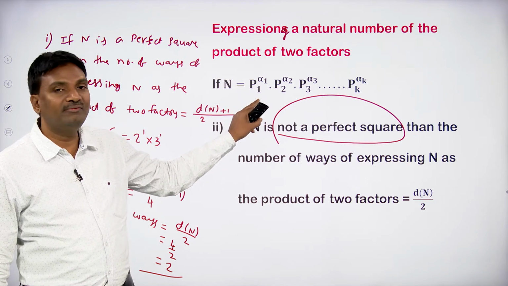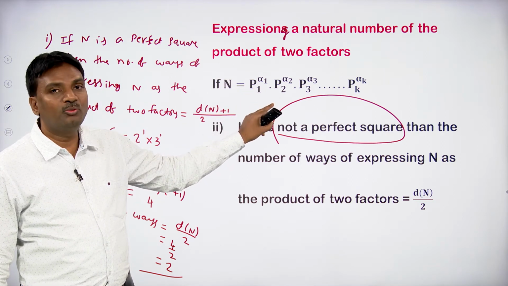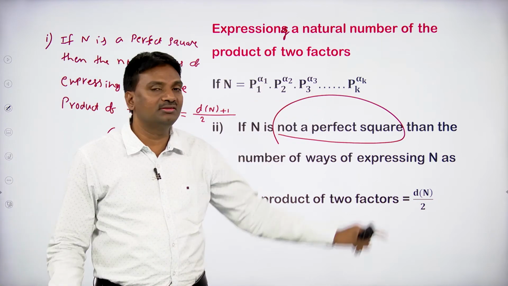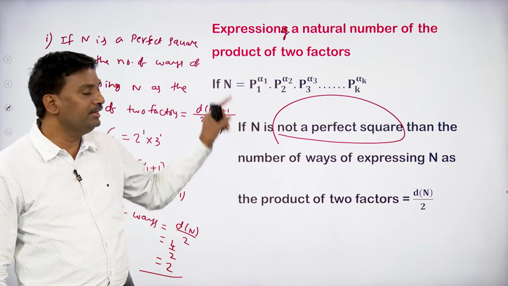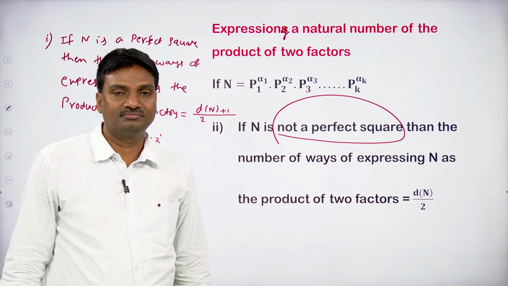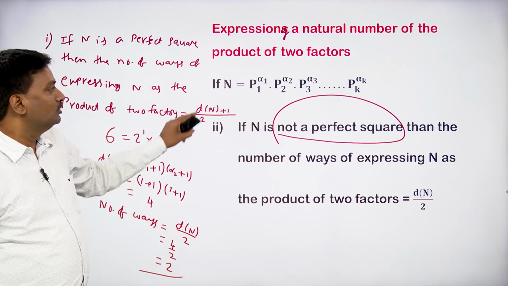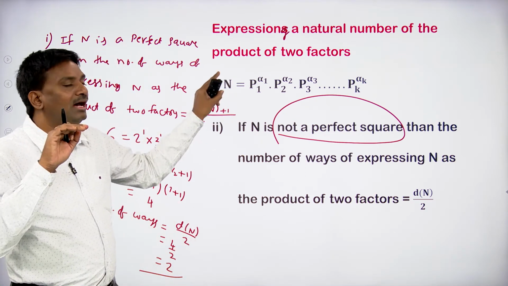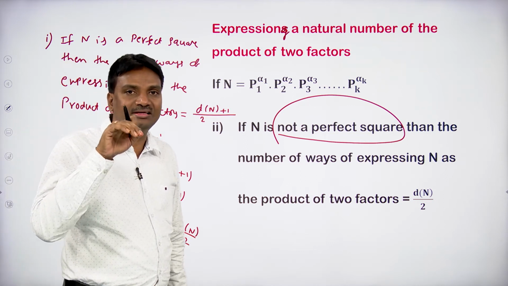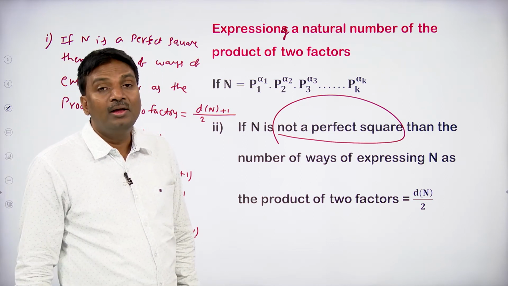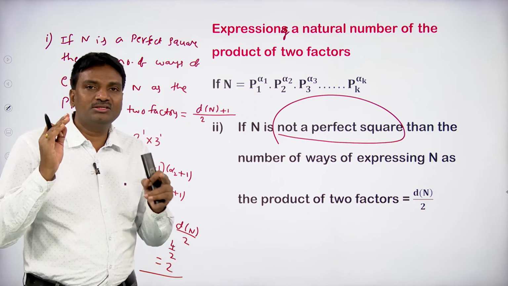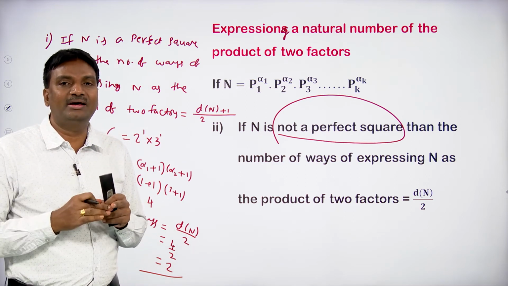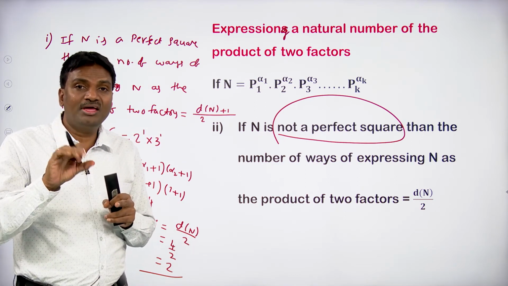n equal to p1 power alpha 1 into p2 power alpha 2 into p3 power alpha 3 and so on, pk power alpha k. So first, before finding the number of ways of expressing the given number n as the product of two factors, we have to check whether the given number n is a perfect square or not.